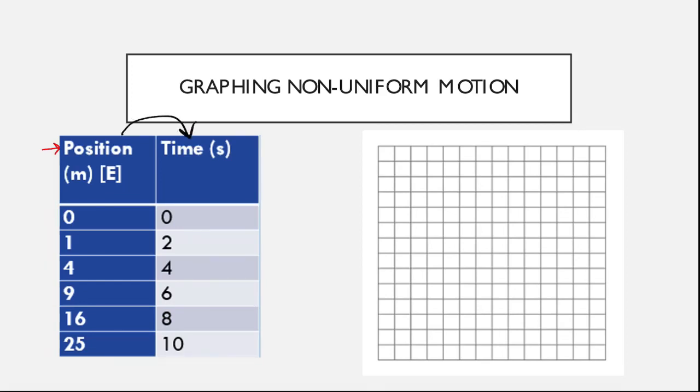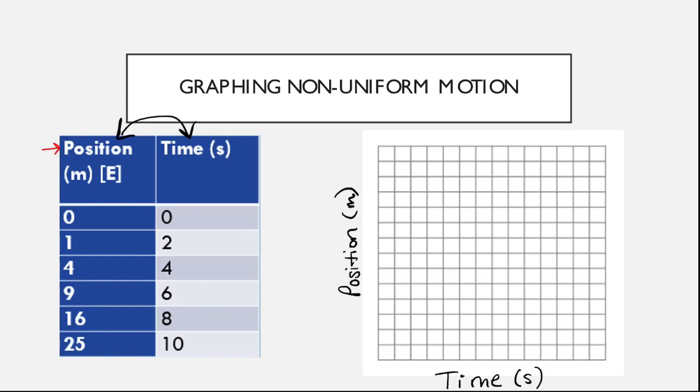This is not good. Time should actually be on the left and position should be on the right, because we know what always goes on the x-axis? Time. So don't let that mess you up. And then on the y-axis, we have position, and we are going east.